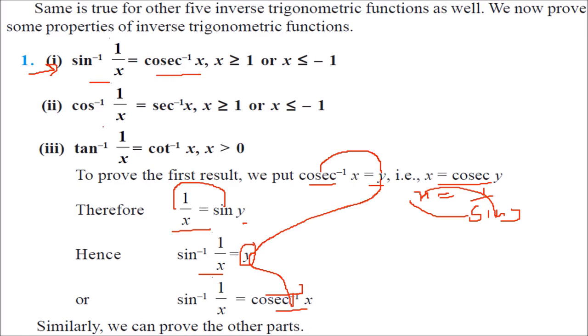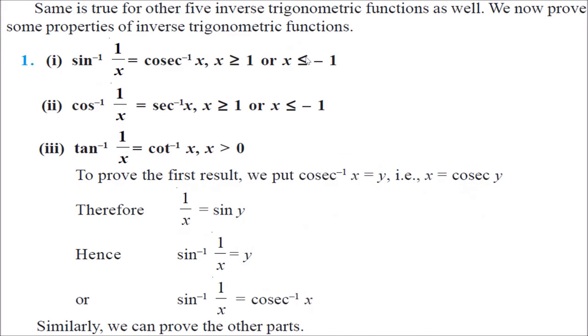Similarly, you can prove it for cos inverse 1 by x is equal to sec inverse x, and tan inverse 1 by x is equal to cot inverse x. But here, when we are dealing with x which is inside cosec inverse, the value will not be between minus 1 and 1. Similarly for sec inverse x also. But for cot, the value should be greater than 0.